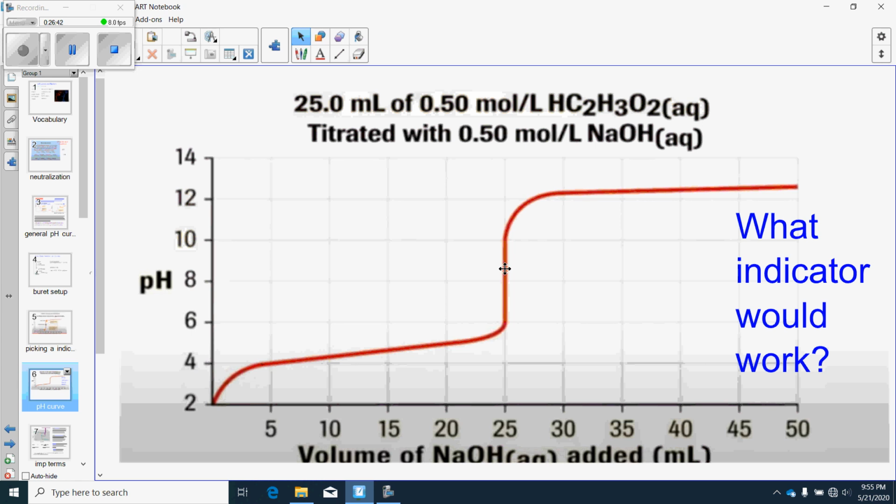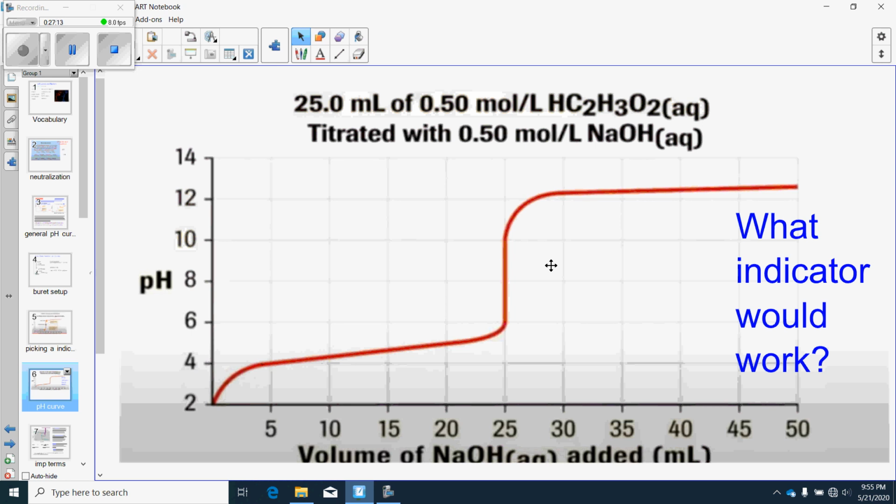And you'll see here, it's about 9, right? It's about 9. That tells me that I had a strong base and a weaker acid. Strong base and a weaker acid. And so it's right here about 9. So if you go to your indicator chart, you're looking for an indicator that changes right around 9 between its 2 colors. And so I might pick thymol blue.